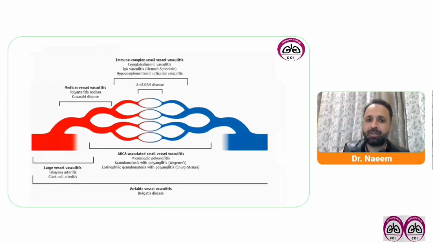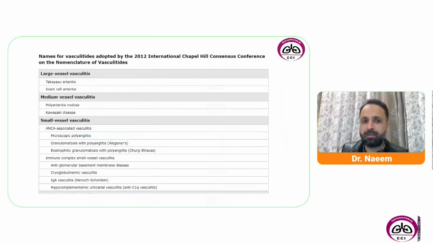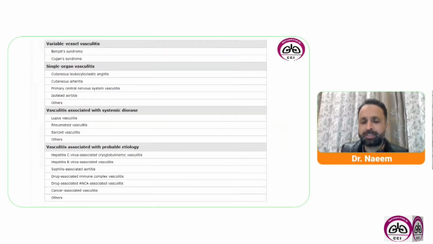Based on this classification, as I explained, the variable vessel vasculitis includes Behçet's; single organ vasculitis, importantly cutaneous arteritis and primary central nervous system vasculitis. And there is vasculitis associated with systemic disease like lupus, rheumatoid, and sarcoid, and vasculitis associated with probable etiology: hepatitis B, C, and drug-associated and syphilis-associated vasculitis.